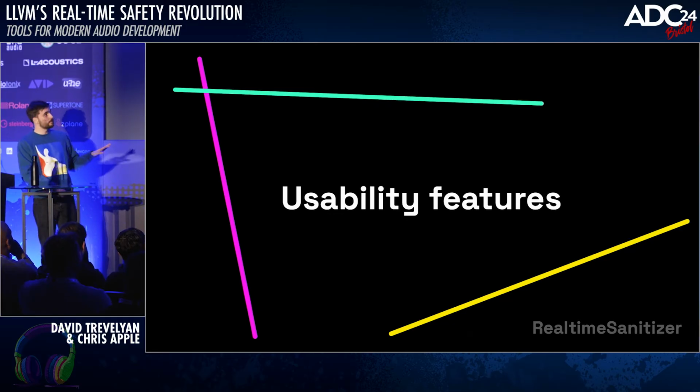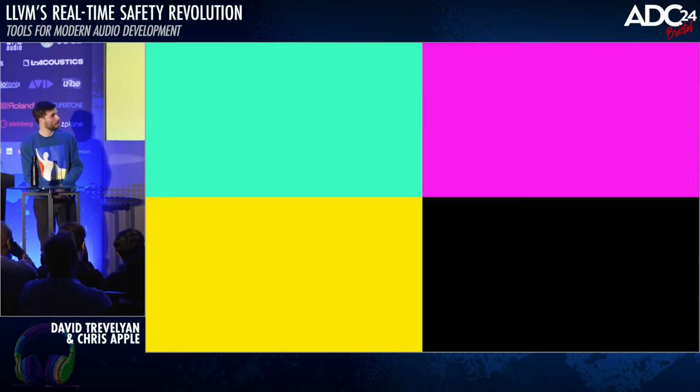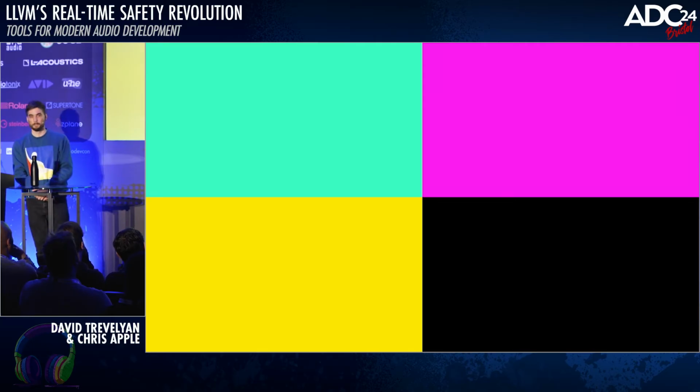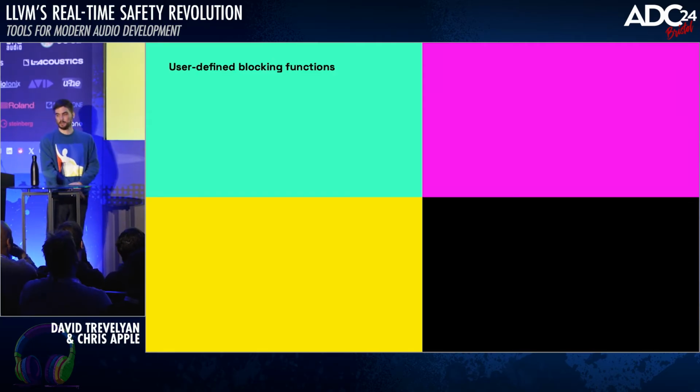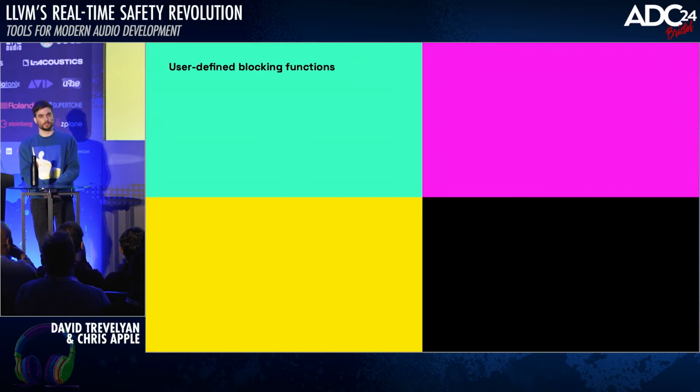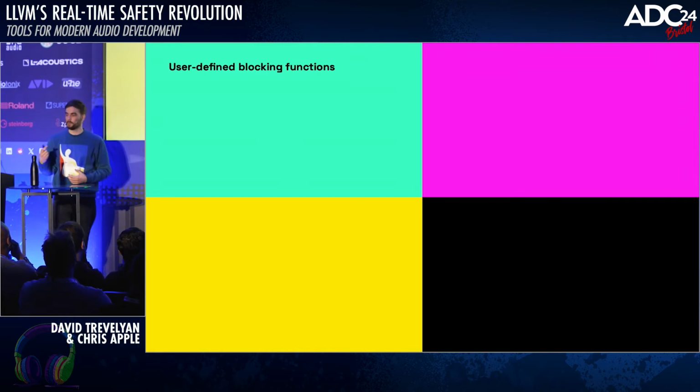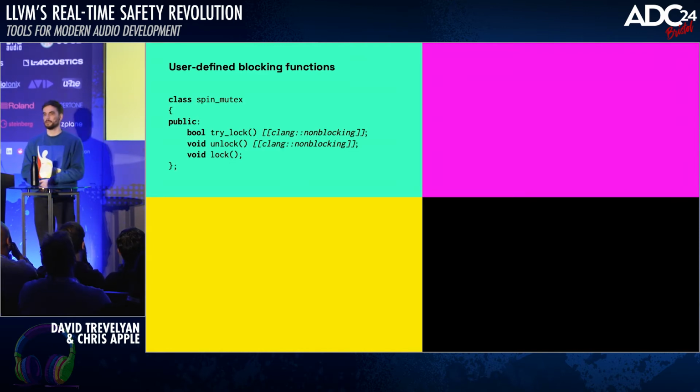Since we presented the prototype for this last year, we've added a few nice usability features which come in handy in real code bases. I'm going to show four of them to you here. First one is user-defined blocking functions. So as an example, let's take something like your own spin mutex.